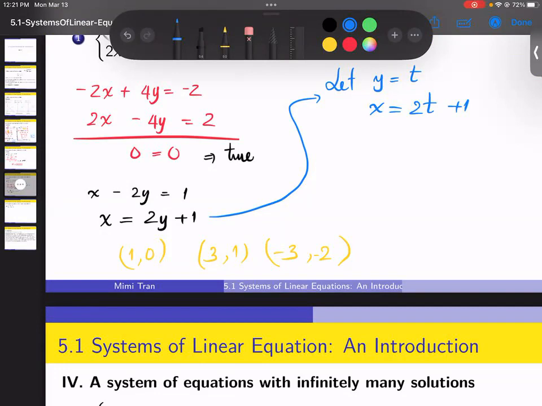Here I'll just introduce it to you so you don't feel like it's the first time you hear it, right? So your final solution will be in ordered pair x, y. X is 2t plus 1 and y will be t. On the exam, I want you to use the parameter just like that.